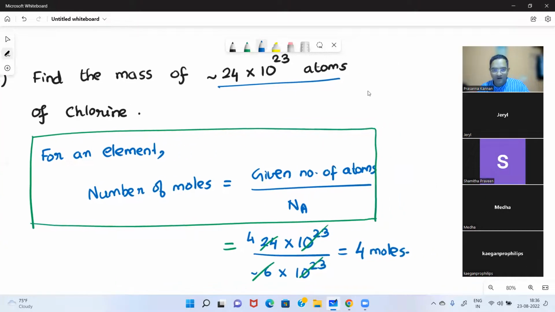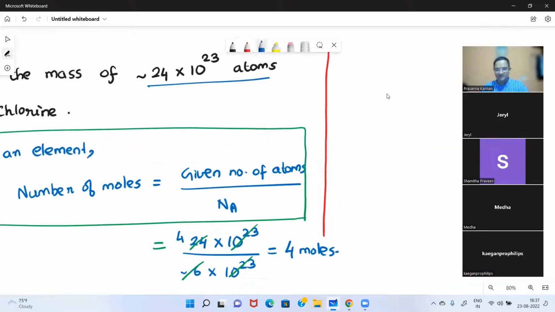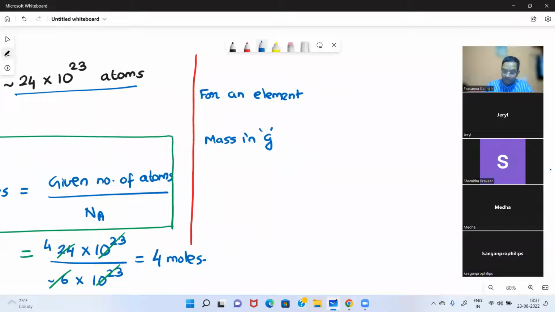Now we just have to find out the mass. So how do you find the mass of chlorine, not gas, but as an atom, as an element? Again, for an element, if you want to find out the mass in grams, given mass of the element in grams, then what is it going to be? It's going to be nothing but the number of moles multiplied by, in compounds we have seen, mass is nothing but number of moles multiplied by molecular mass. Here in case of an element, it is number of moles multiplied by atomic mass.